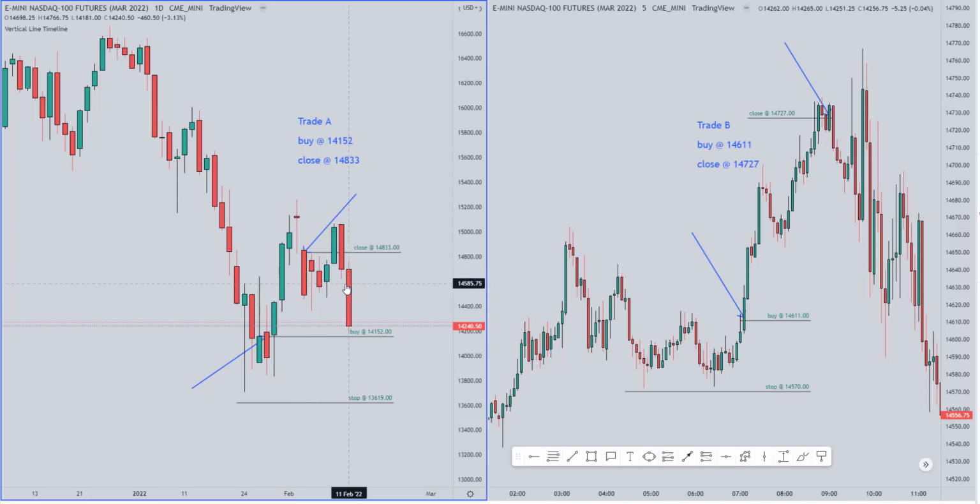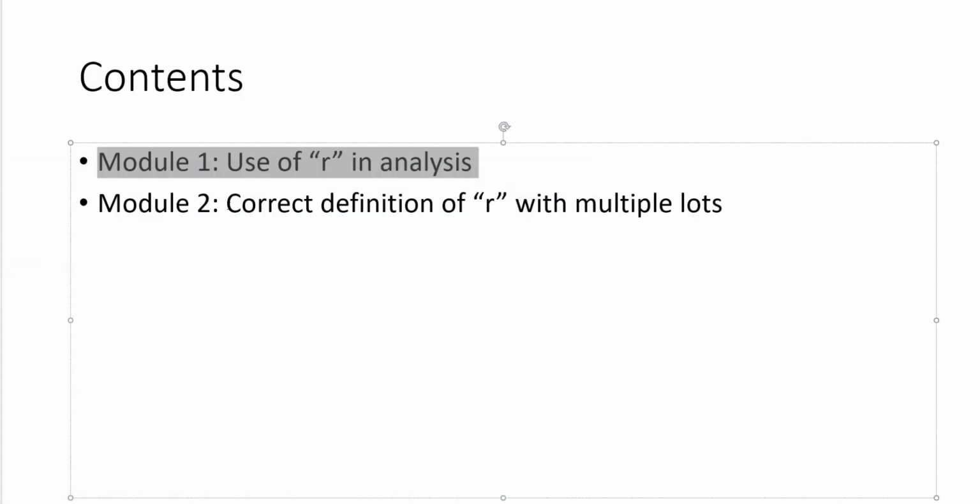So R is just a piece of analysis. You just use it for that purpose and don't get carried away with R. Don't try to aim for a 5R trade. There's nothing wrong with a 1R trade or a 0.5R trade if you're a scalper, as long as your win rate is sufficiently high to be compatible with that.